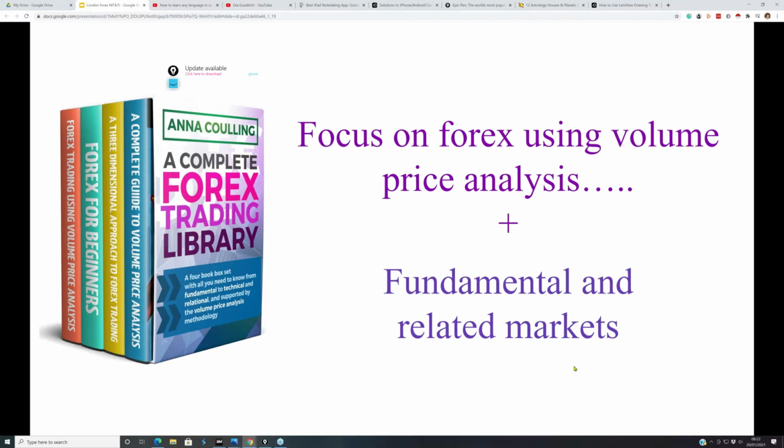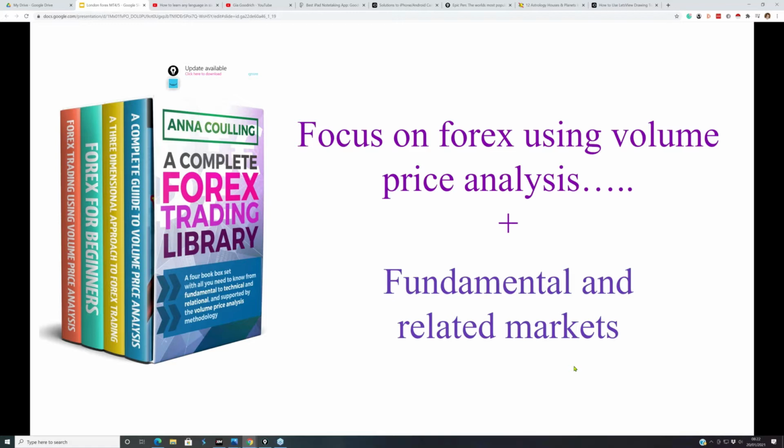And the analysis that we want is basically to know where the price is likely to be going next. This is what VPA does for you with all markets, but the Forex market in particular. We also look at the news releases, the fundamental releases. We also look at what's going on in the related markets. The related markets give us a heads up on what is known as sentiment: is it risk on, is it risk off? There are certain currencies and currency pairs which will reflect that.